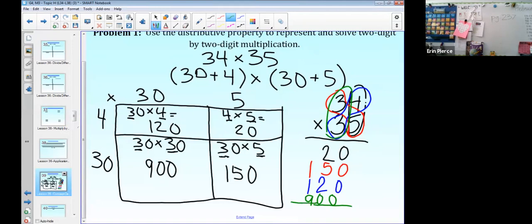All right. 0 plus 0 plus 0. 0. 2 plus 5 plus 2. 9. 1 plus 1 plus 9. 11. So our answer equals 1,190. Okay? All righty. Let's erase our boards and try another one.